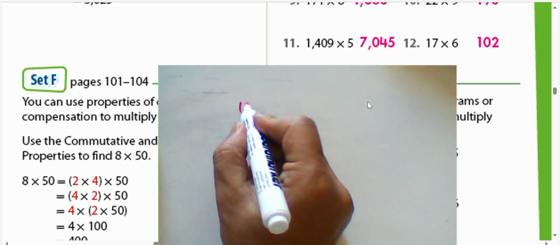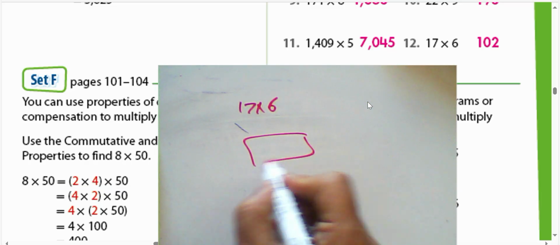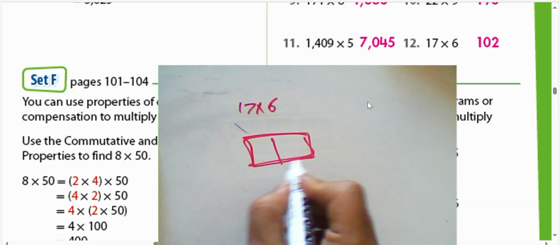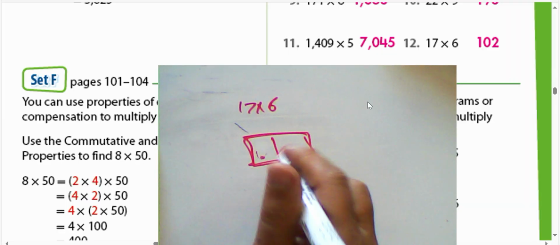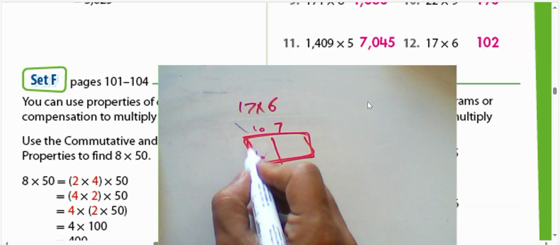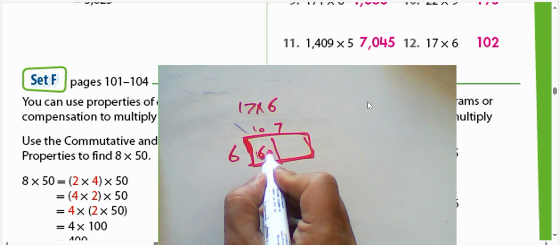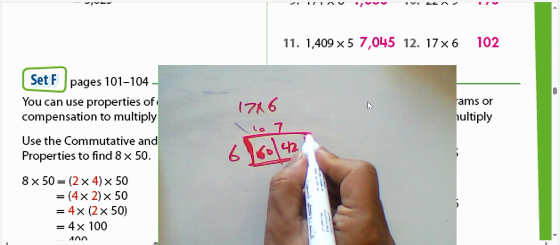And also 17 times 6. You can draw a rectangle here like this and divide it 10 plus 7. Okay. And 6 times 10, 60. 6 times 7, 42.